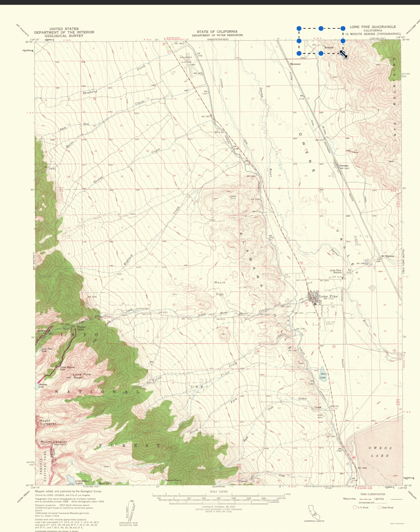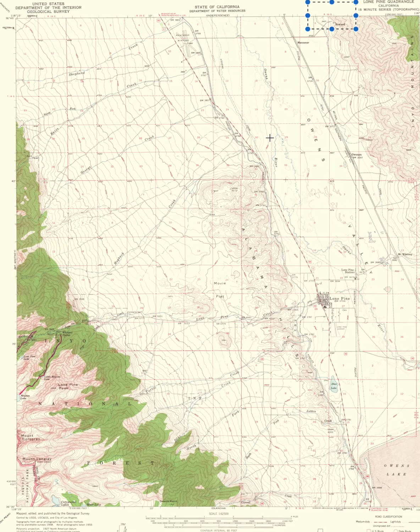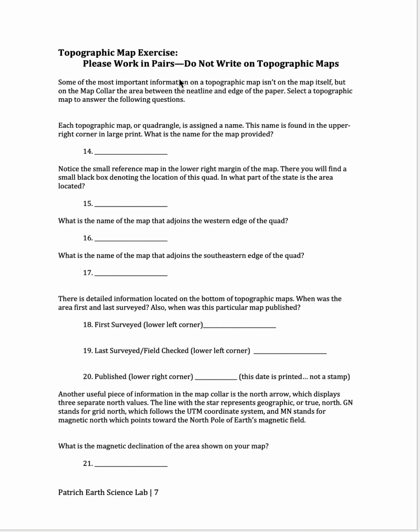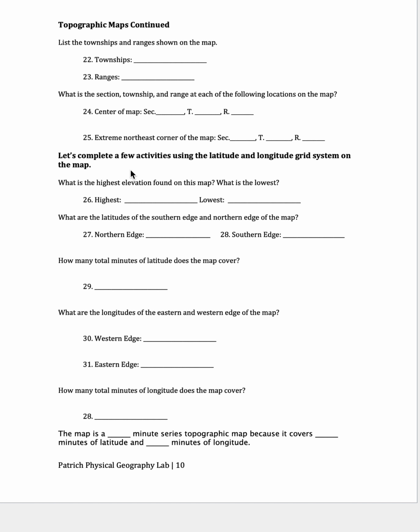If you'll notice right here on your map, I can't zoom in too far because it's distorting it. You can see this has range 36 east. So we'll see there's ranges on the top and townships along the sides. So anyway, nonetheless, you're going to utilize this topographic map to solve all the questions on this lab. So here we are. You'll work through this portion.